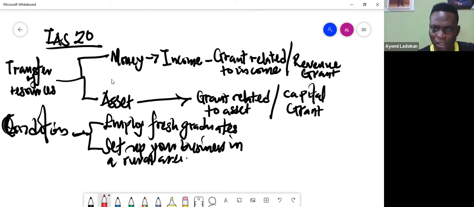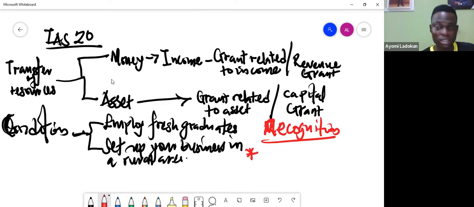Recognition. Before you can recognize, that's recognition now. Recognition criteria. Before you can recognize government grants, basically 2 conditions have to be met. One, there must be reasonable assurance that the grant will be received.